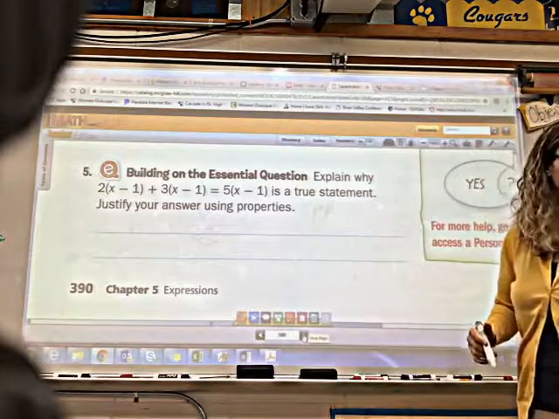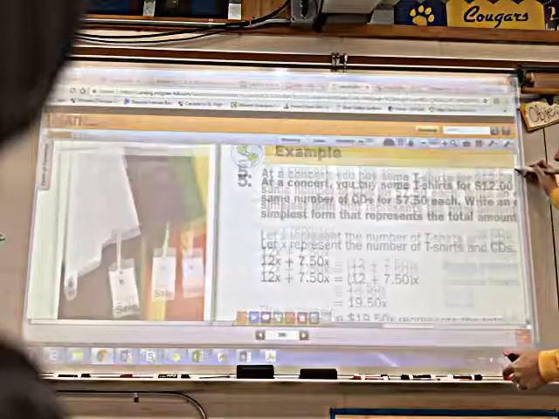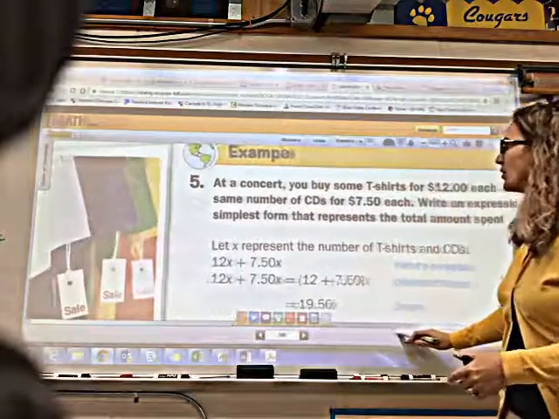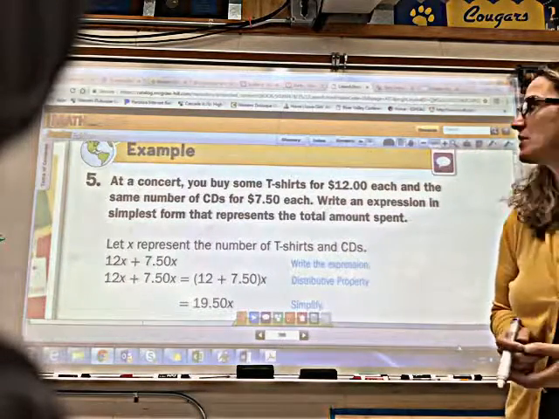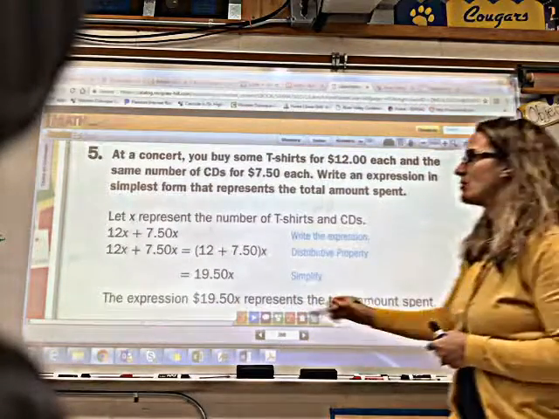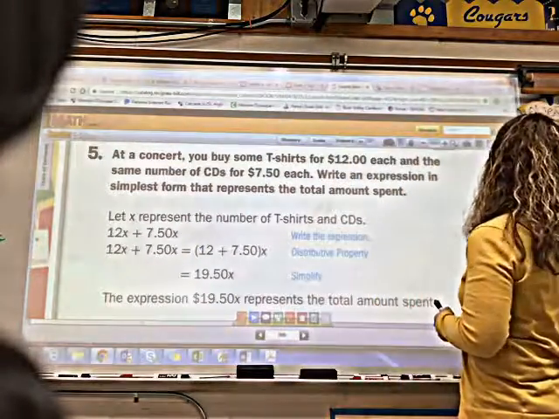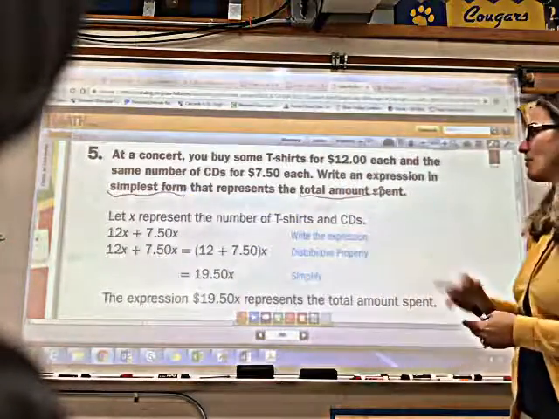Okay. If you would, take a look on page 390 at the top, example 5. They give you a situation, you're buying some t-shirts for $12 each and the same number of CDs for $7.50 each. Write an expression in simplest form. Please note that they want that in simplest form. That represents the total amount spent.